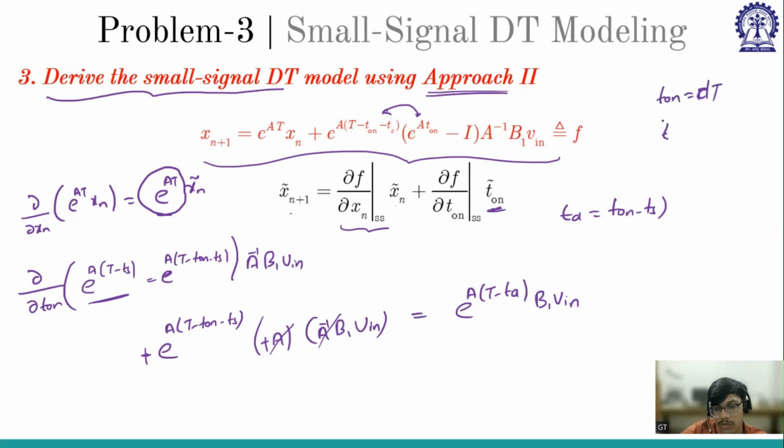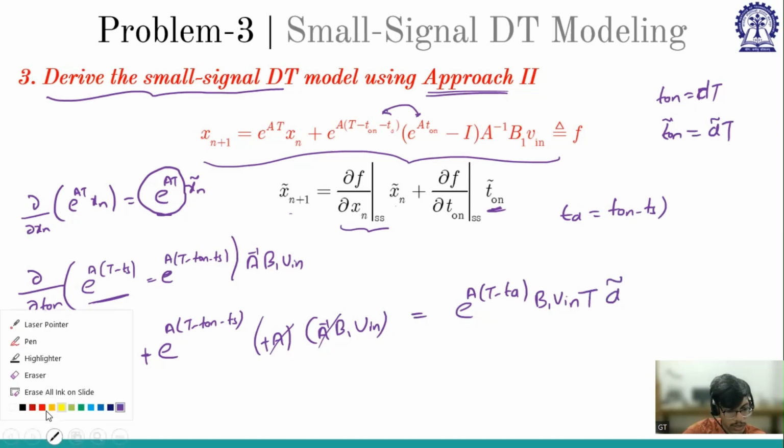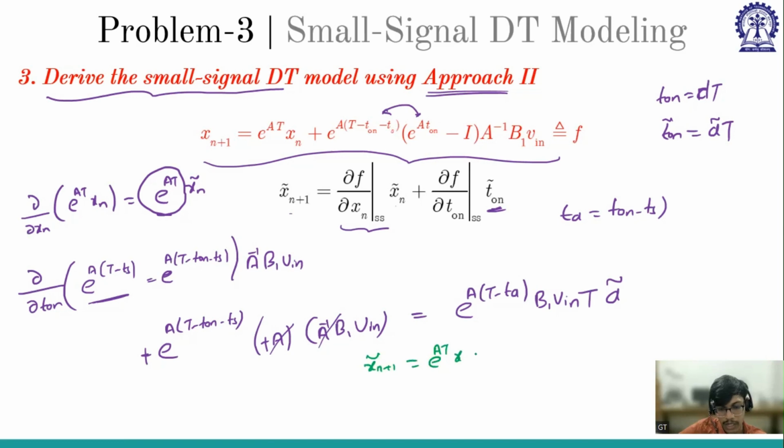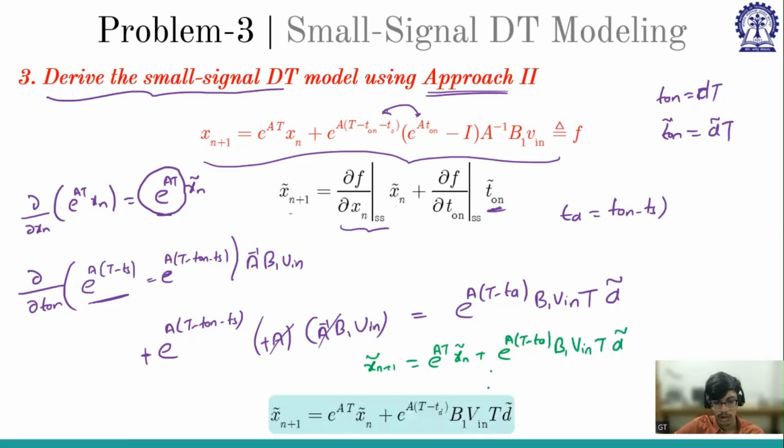So t on perturb is what? d perturb into t. So if I substitute that, I'll get t into d perturb. So my final expression has two terms, a small signal one, which is xn plus 1 perturb is equal to the first expression e to the power a t into xn perturb, plus the second expression e to the power a t minus td b1 v t d perturb. So that is what we'll get.